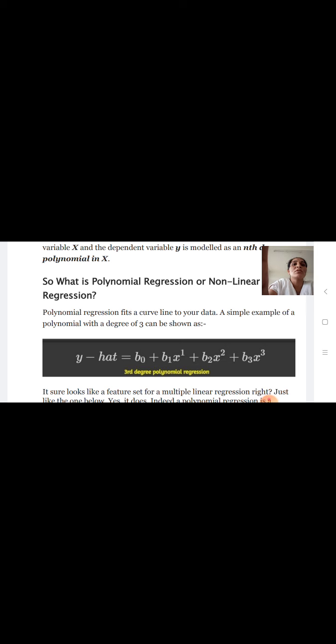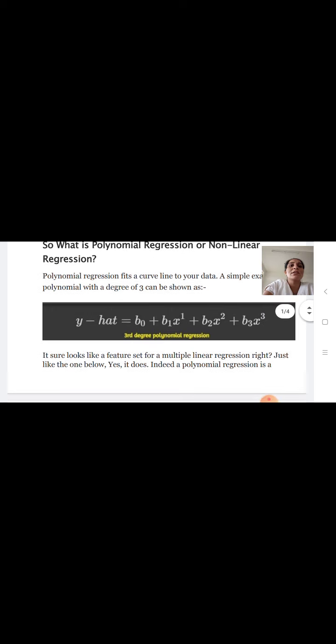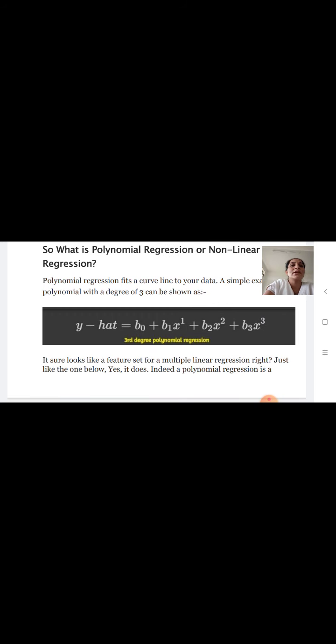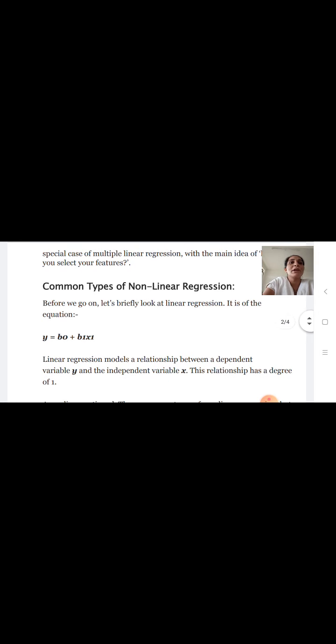A simple example of a polynomial with degree 3 can be shown. y hat is equal to b0 plus b1 x raised to 1 plus b2 x raised to 2 plus b3 x raised to 3. That's the third degree polynomial regression. It looks like a set of multiple linear regression, right? Yes, it does indeed. A polynomial regression is a special case of multiple linear regression, with the main idea being how you select your features. A common type of linear regression.